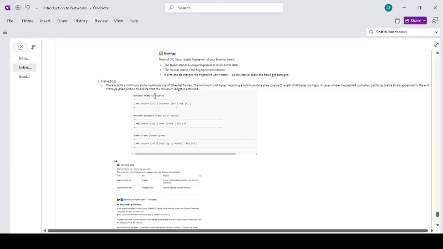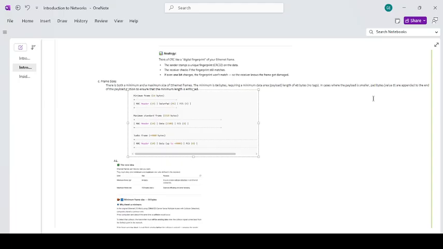Now, frame sizes. There is both a minimum and maximum size of Ethernet frames. The minimum is 64 bytes, requiring a minimum data area payload length of 48 bytes with no tags. So that's the minimum size of the payload. In cases where the payload is smaller, pad bytes, which are value 0, are appended to the end of the payload portion to ensure that the minimum length is enforced.